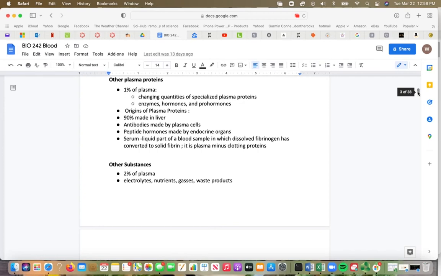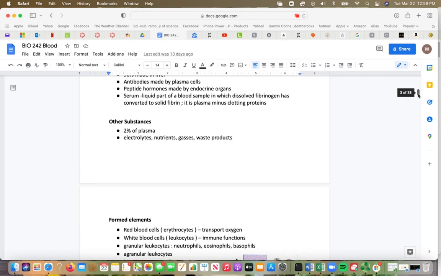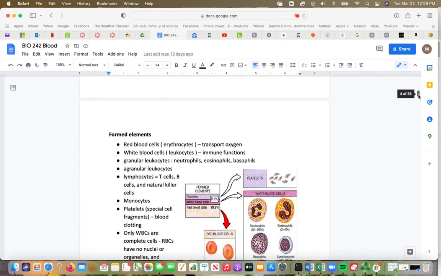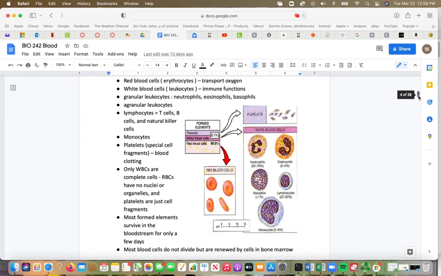So other substances make up about 2%. They would include electrolytes, nutrients, gases, and other waste products. Formed elements, these are your cells. The red blood cells, or erythrocytes, their job is to transport oxygen. Erythro means red, cyte is cell. So these are the red blood cells in this illustration here.